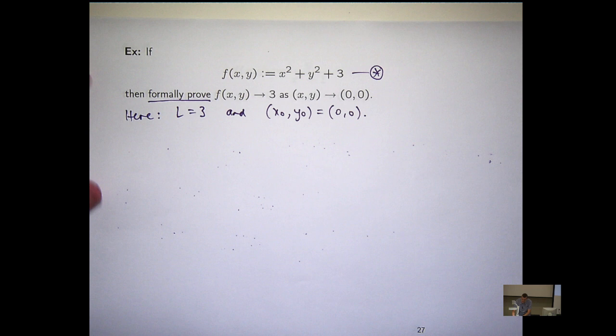And our point of interest is just the origin. Let me explain this as best I can, because there's a definite process with a lot of these problems. You want to construct a delta such that the definition on the previous page works for that f, that L, and that x0, y0. So let me show you what I mean.